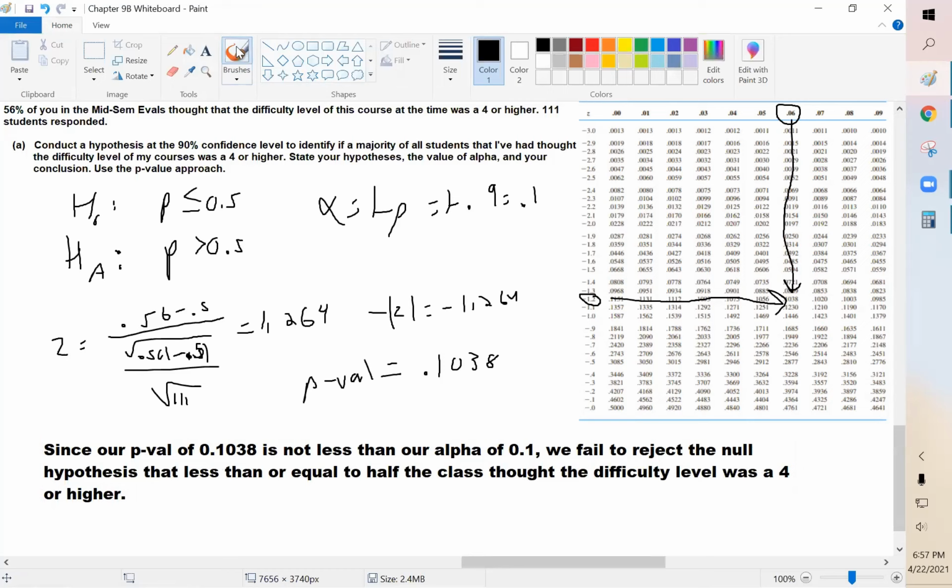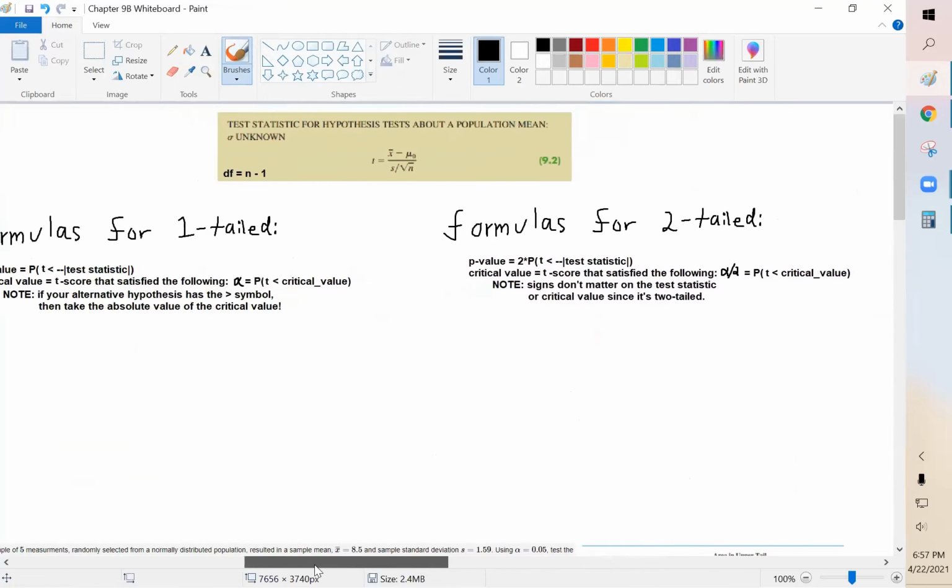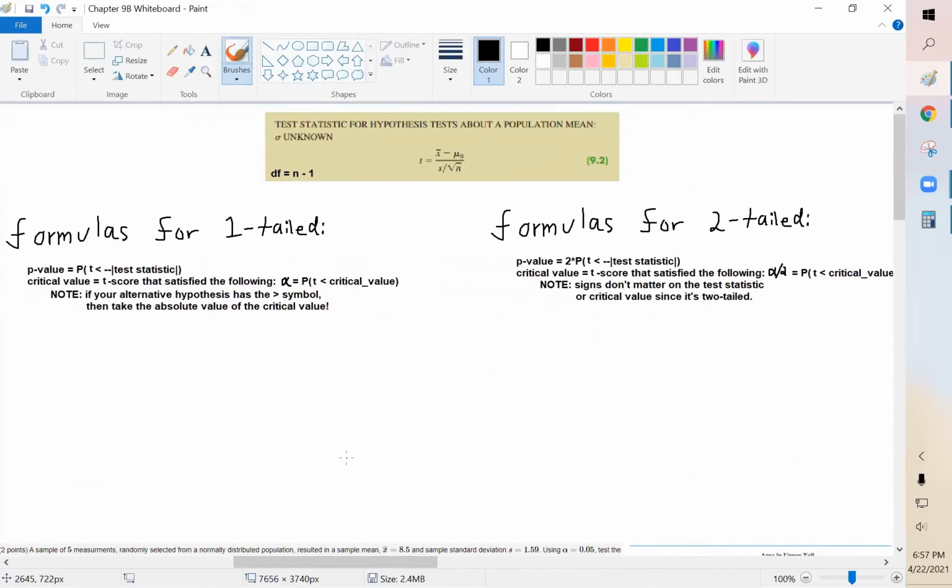Are there any questions about hypothesis tests for one sample proportions? Okay, let's move on to our last hypothesis category for one sample. And this is now when we come back to our very annoying t-distribution. And here, these formulas for one tail and two tail, they change. So you're gonna have to write these down.